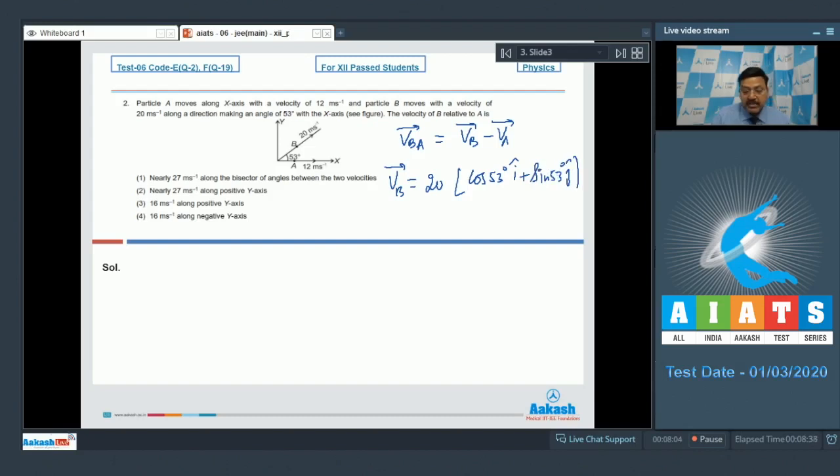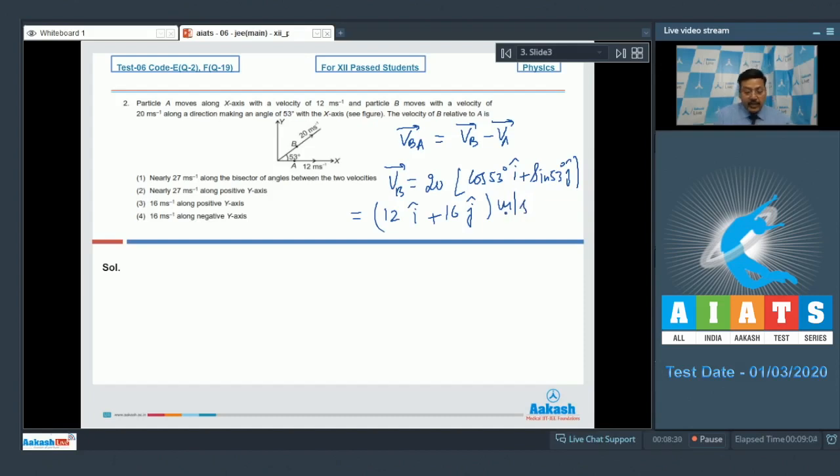So this in fact is the velocity of B. Let's simplify this, and then this comes out to be equal to 20 into cos 53 degree. Cos 53 degree we know is 0.6, so that means it is 12 i cap, and the other term will be 20 sine 53 degree j cap. Sine 53 degree we can take as 0.8, so that means it is plus 16 j cap meter per second.